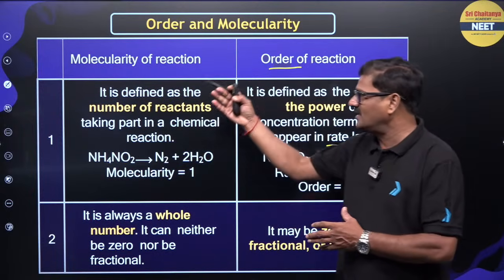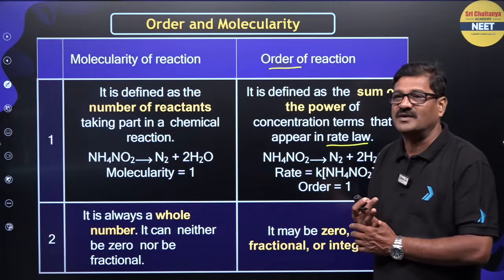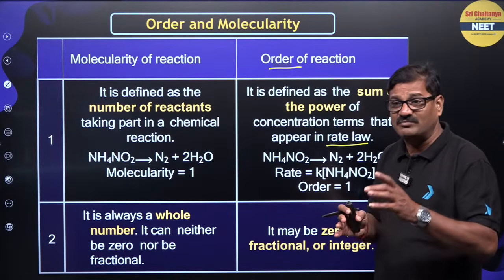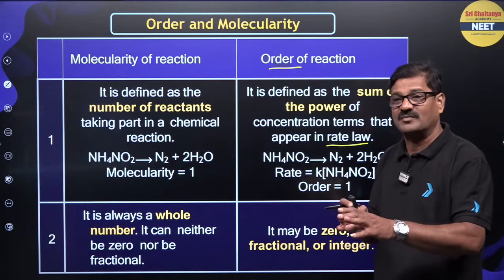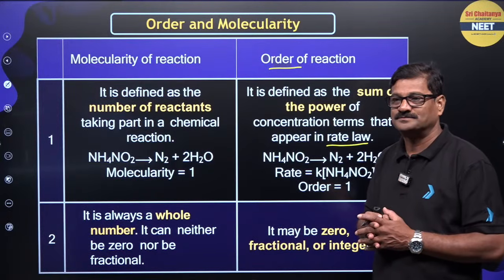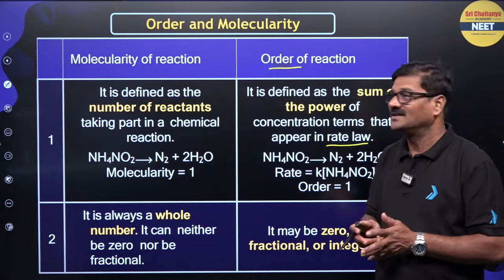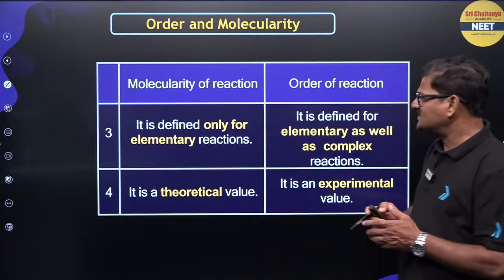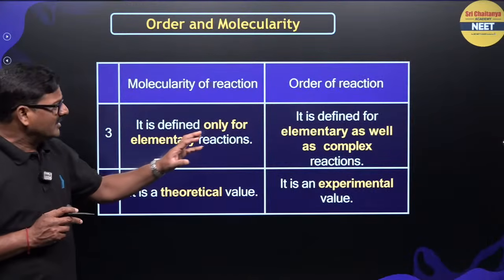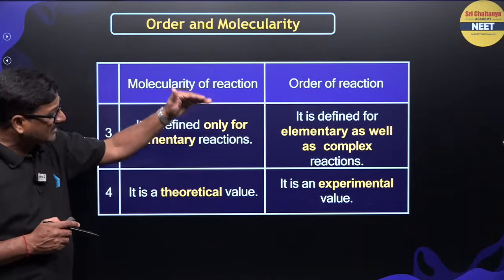But molecularity is defined as the number of reacting species taking part in an elementary step. It is always a whole number. It neither can be 0, nor fractional, nor greater than 3. Now, it is defined only for elementary reactions, but order of a reaction can be given for elementary as well as complex reactions, and the overall order has to be given.